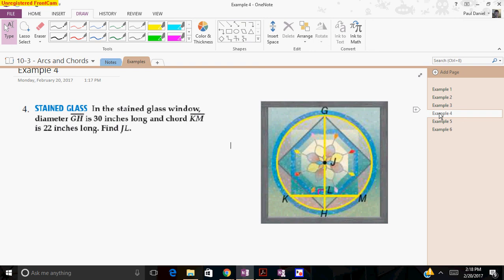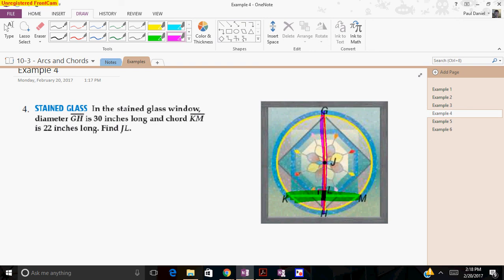Oh, wow, look, it's a stained glass window. How beautiful. All right, they have a diameter GH on this stained glass window. They tell us that value is 30 inches. And we have a chord, KM, which this chord right here, KM, that is 22 inches. All right, remember GH, that's this right here. So that's 30.